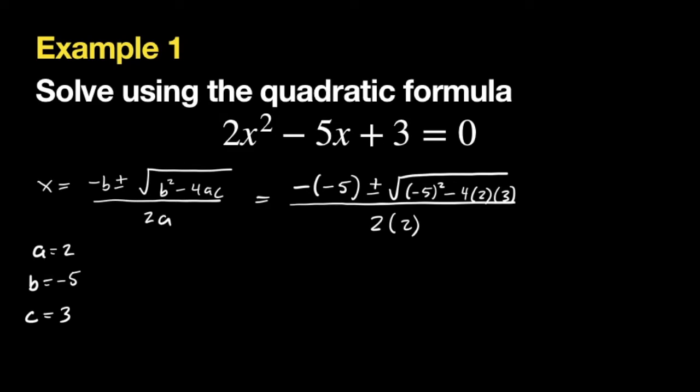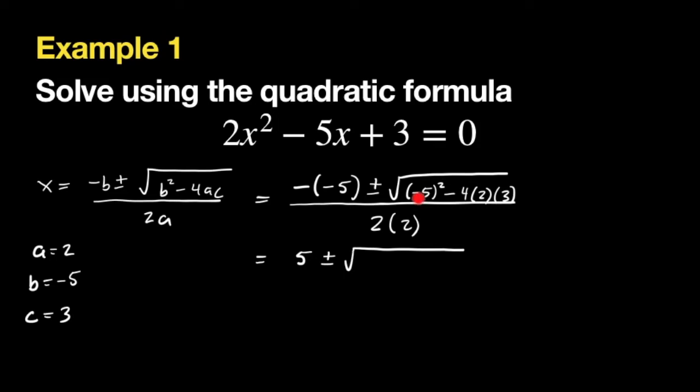The next portion is just computation. For this portion, I'm going to take it by parts. The first thing I'm going to be paying attention to is this part. We have a negative, negative 5. Two negatives is going to give me a positive, so I'm just going to put 5. And now we're going to go back to plus or minus, and I'm going to be solving the things inside the square root little by little.